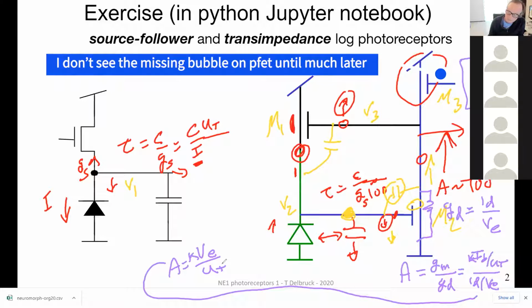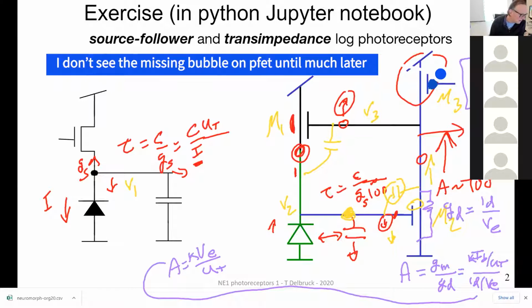Oh, sorry, my question was, is M3 also an NFET? Shouldn't it be a pFET to create the inverting amplifier? Yes, thank you very much. You're absolutely correct. No wonder people were confused. I made a mistake in the picture. Let me draw this with the proper color here. This should be like this. Thank you for pointing that out. That's a pFET, obviously.